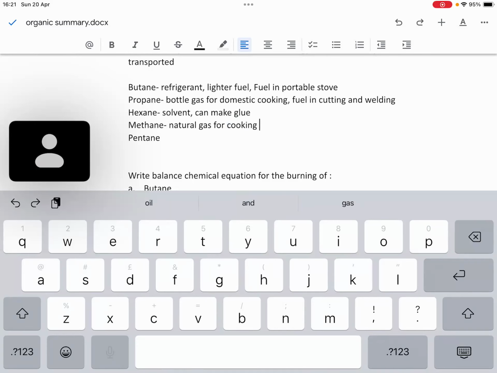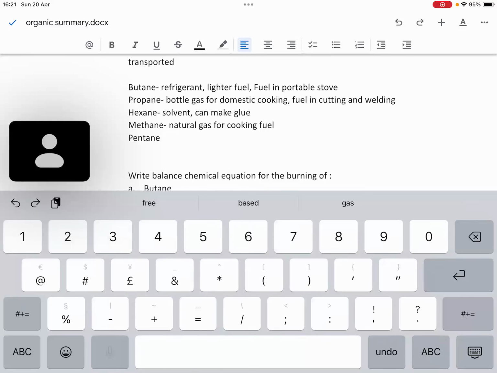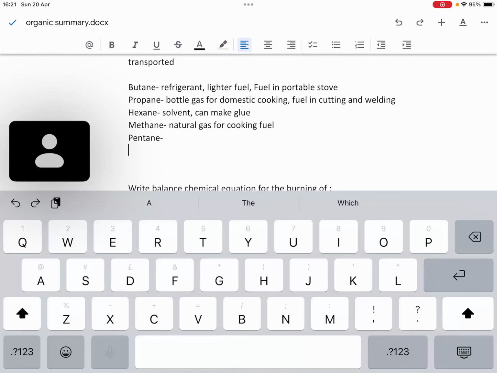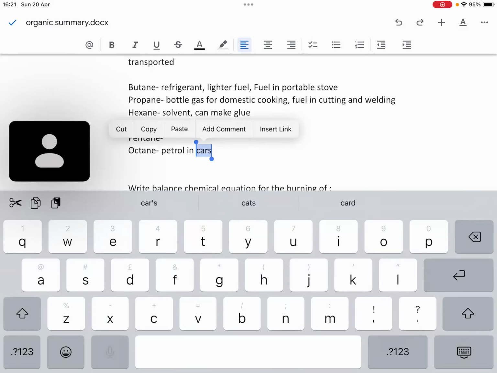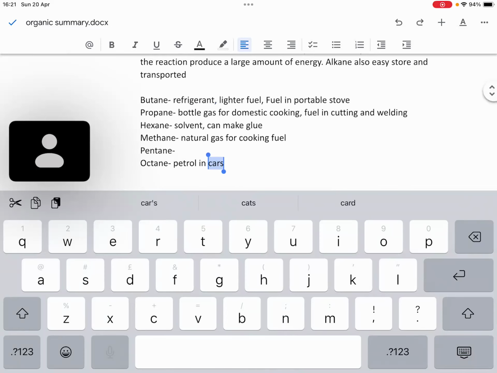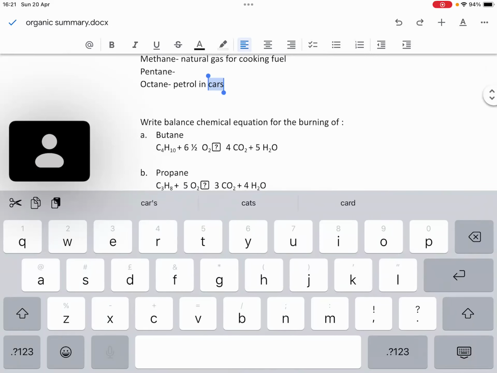Anytime you use cooking, I'm always putting the word fuel there because I'm conscious that that's what it's used for. Anybody have anything for pentane? Octane is gasoline, petrol, in cars. Nobody not have pentane, nobody not have ethane. We're going through all of these, and tell me if you study them. See, I don't study them, I know, I'm not the exam.